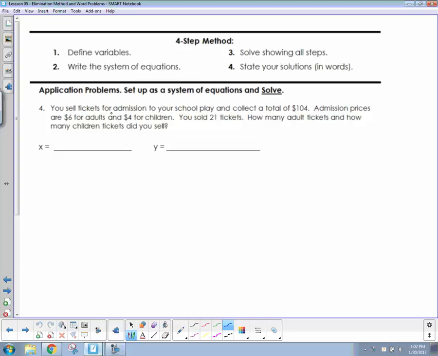You sell tickets for admission to your school's play and collect a total of $104. Admission prices are $6 for adults, $4 for children. You sold 21 tickets. How many adult tickets and how many children's tickets did you sell? So x is the number of adult tickets. y is going to be the number of child tickets.